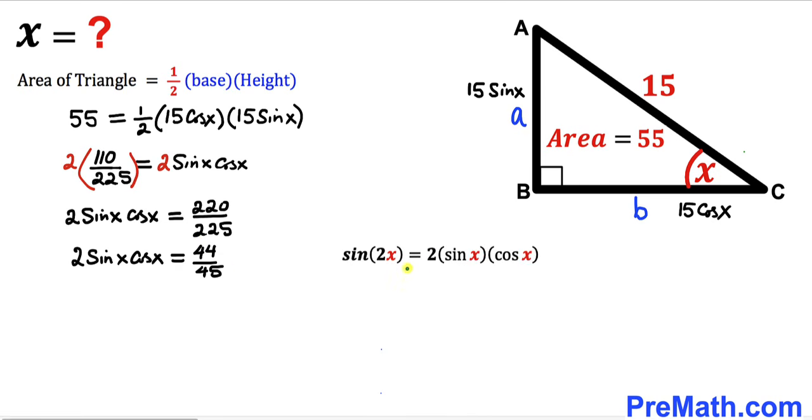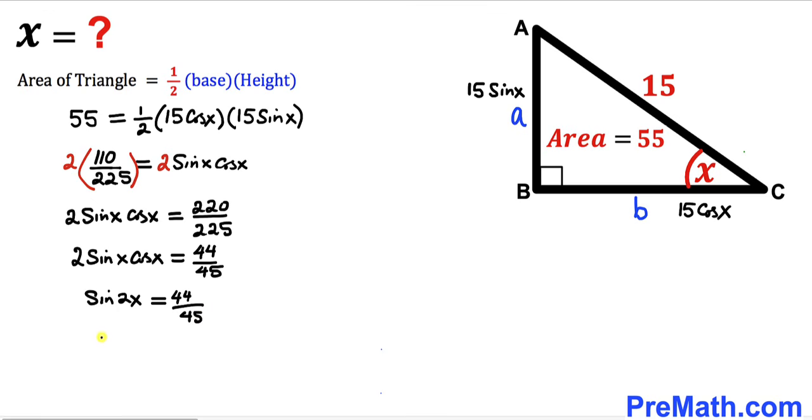And now let's recall this famous trigonometric identity. Sine of 2x is always equal to 2 times sine of x times cosine of x. We are going to apply this identity on the left hand side of this equation. So therefore the left hand side is going to become sine of 2x equals 44 divided by 45.